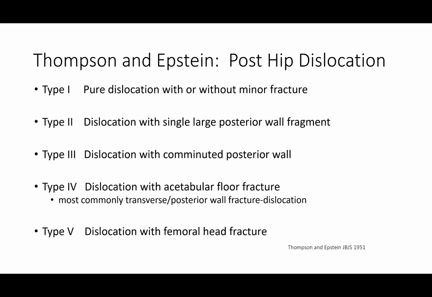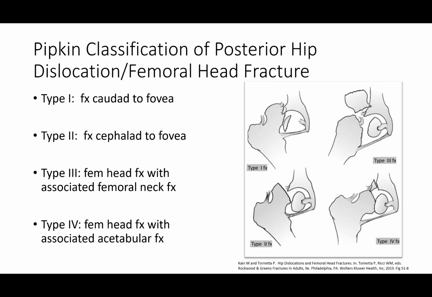Type 1 is a pure dislocation with or without a minor fracture. Type 2 is a dislocation with a single large posterior wall fragment. Type 3 is dislocation with a comminuted posterior wall. Type 4, dislocation with acetabular floor or transverse posterior wall. And then type 5 is a dislocation with a femoral head fracture.